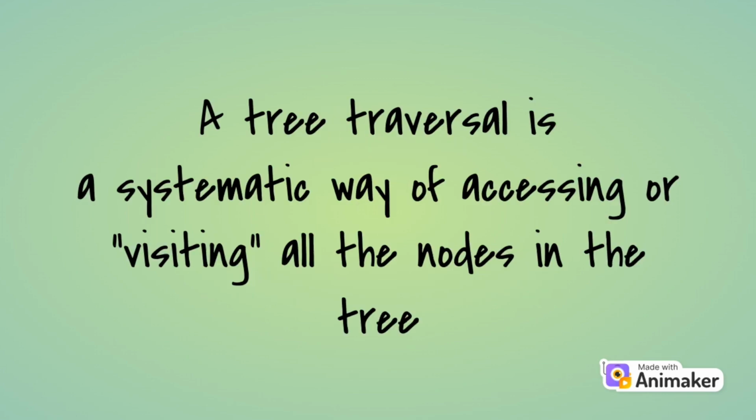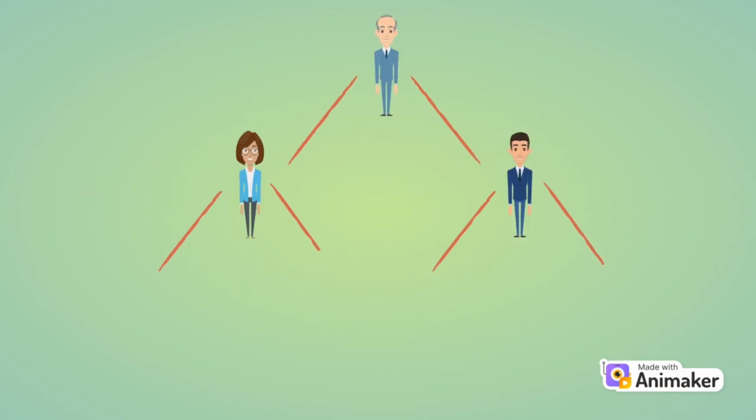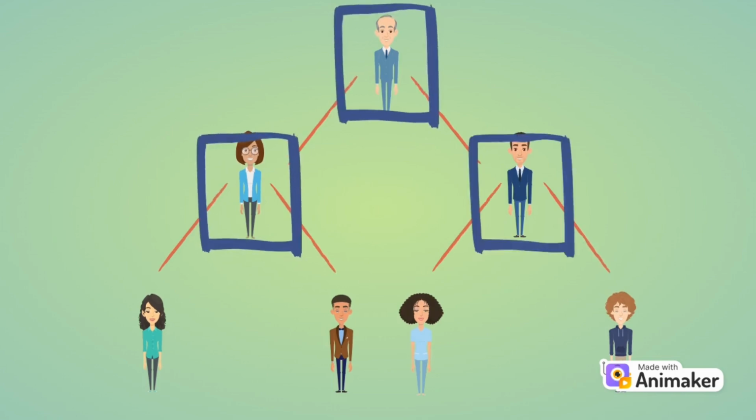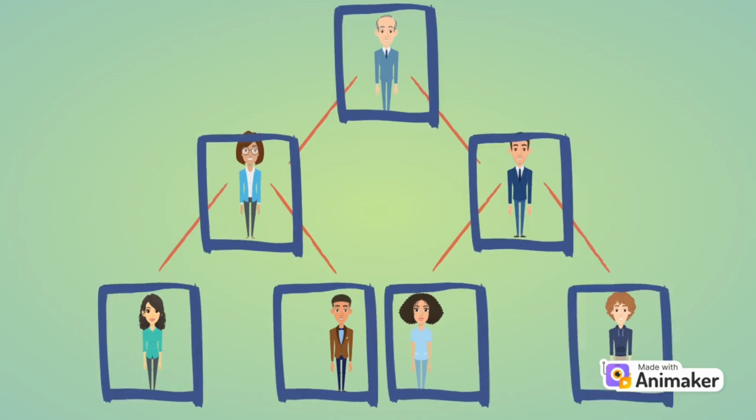A tree traversal is a systematic way of accessing or visiting all nodes in the tree. There are 2 ways, called breadth first and depth first. Breadth first traversal accesses the nodes in the tree level-wise. As you can see, it goes to each level and accesses the nodes in that level respectively from left to right.